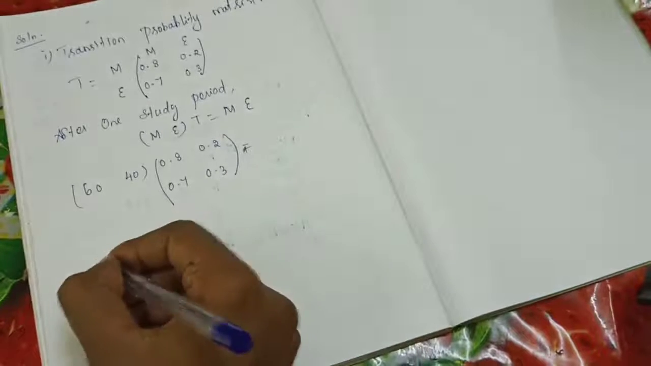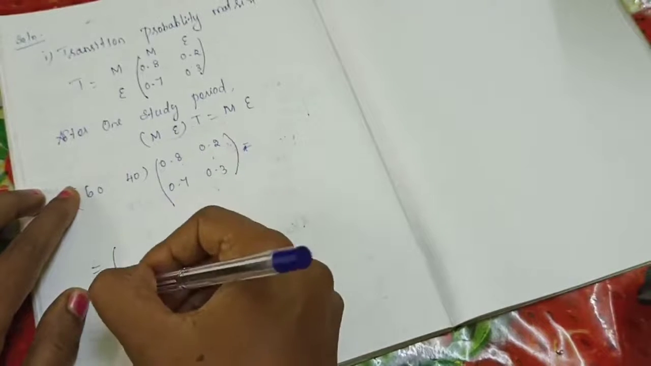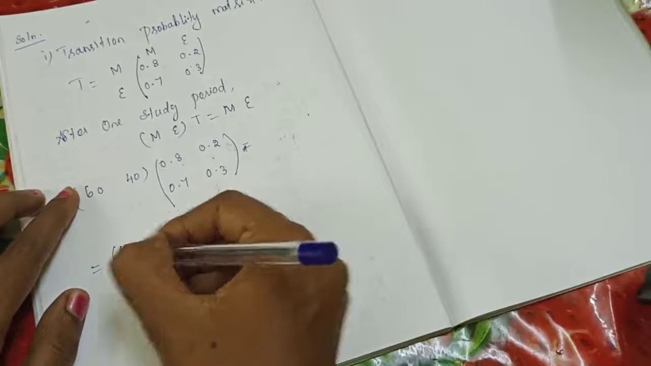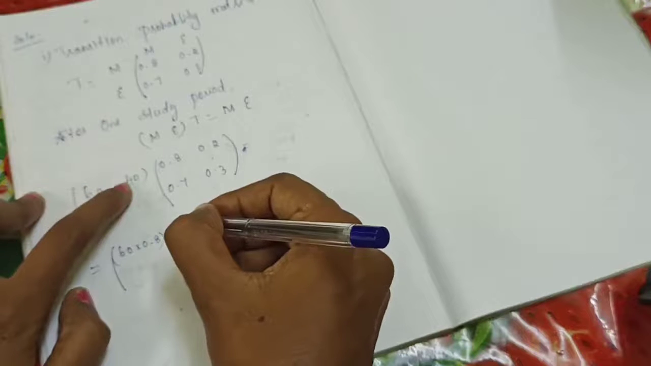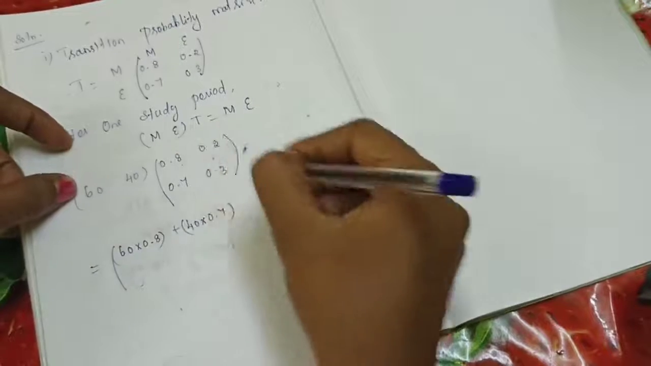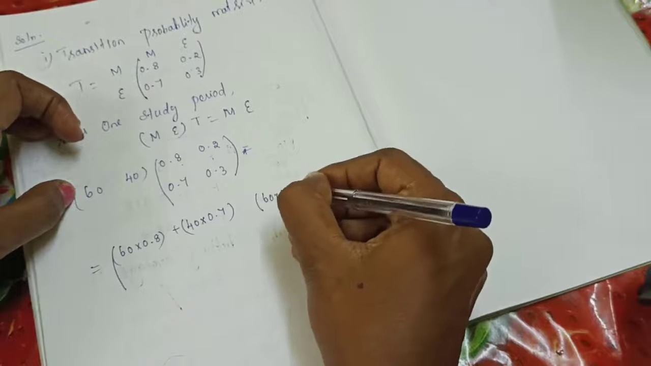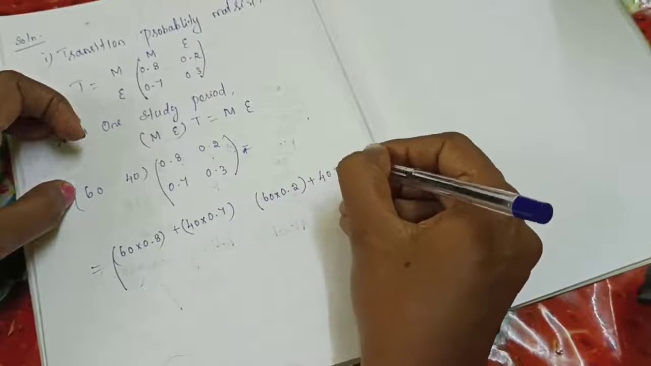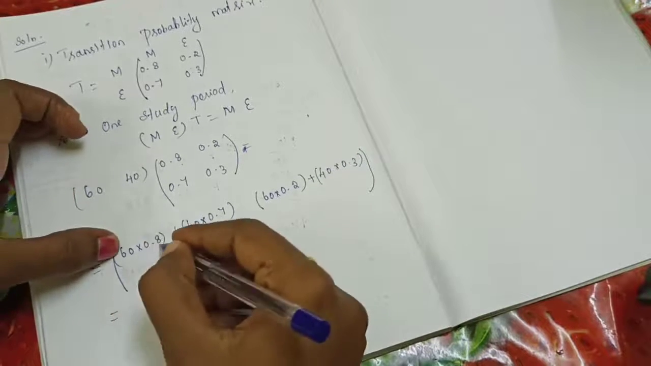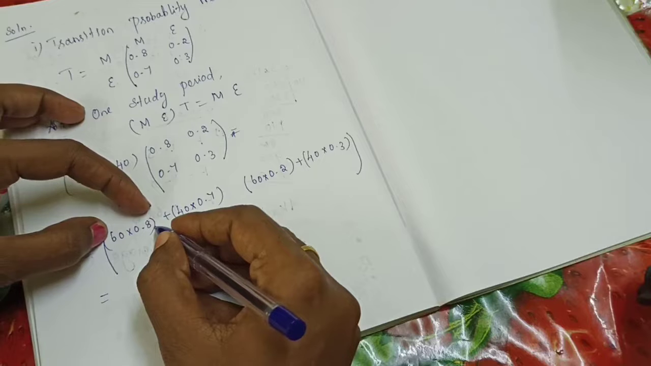So that is equal to, multiply with this one, 60 into 0.8 plus 40 into 0.7. Then next one, first row second column, 60 into 0.2 plus 40 into 0.3. So 60 into 0.8 means 60 into 8 you multiply. So 6 into 8 means how much you will get?